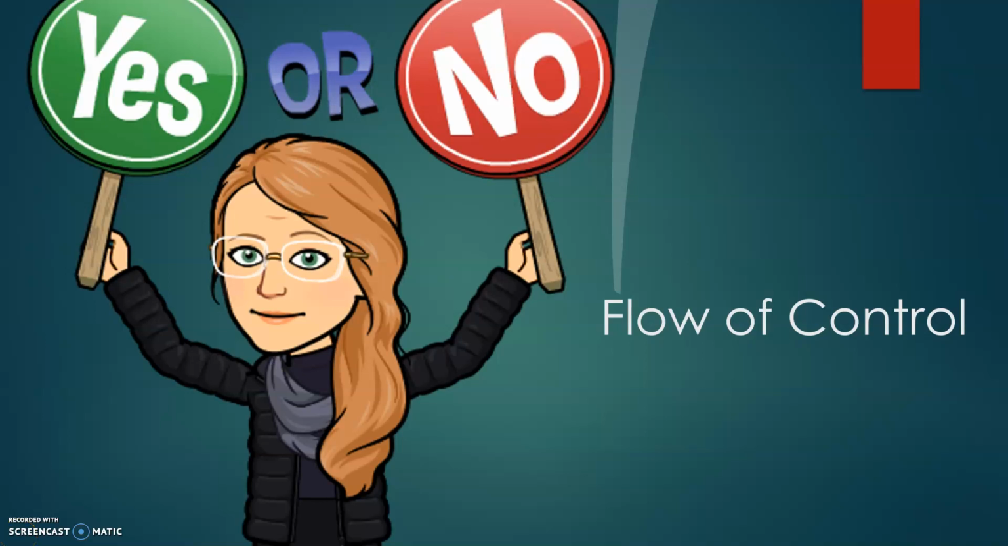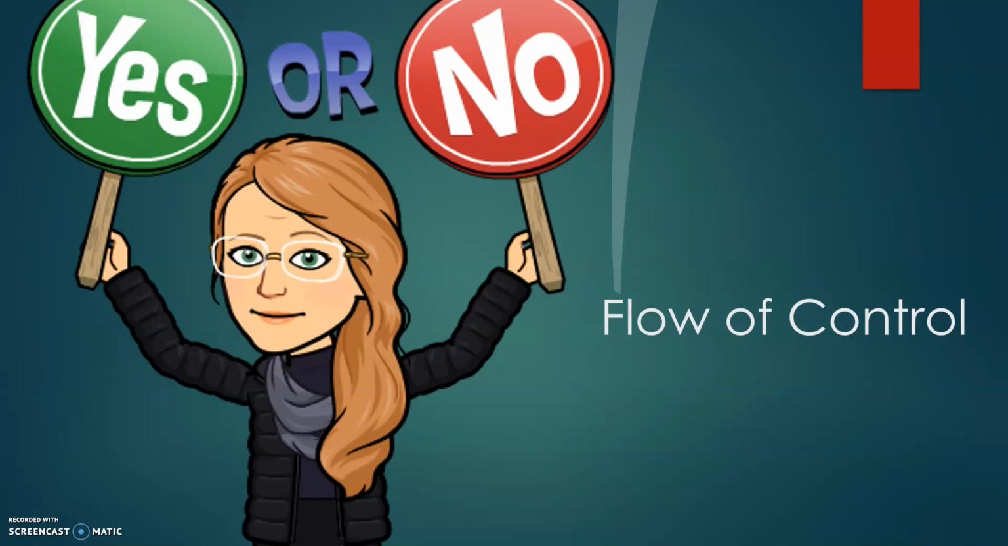Welcome to the presentation on the flow of control. The order in which statements are executed is called the flow of control. Most of the time, a running program starts at the first programming statement, moves down one statement at a time until the program is complete.